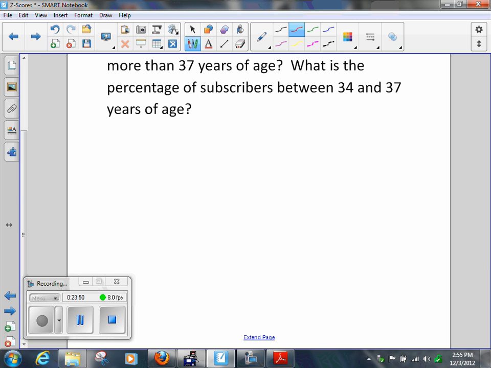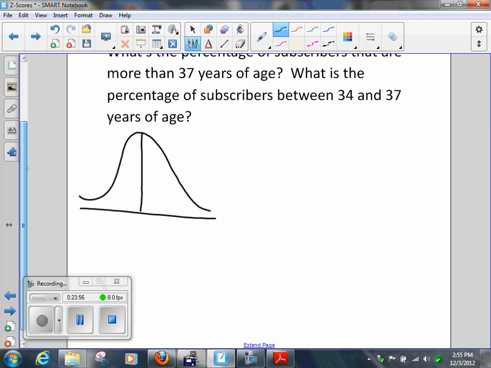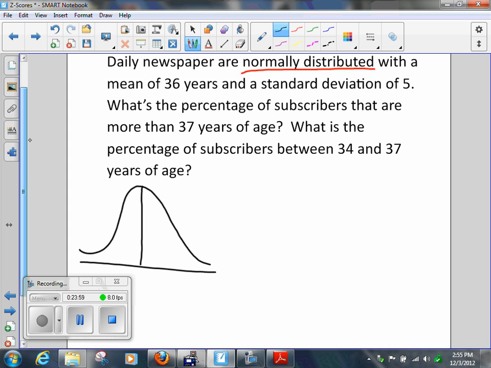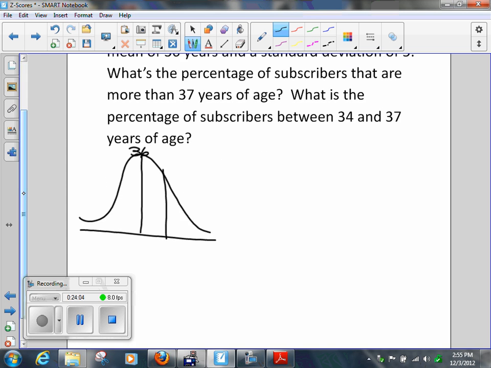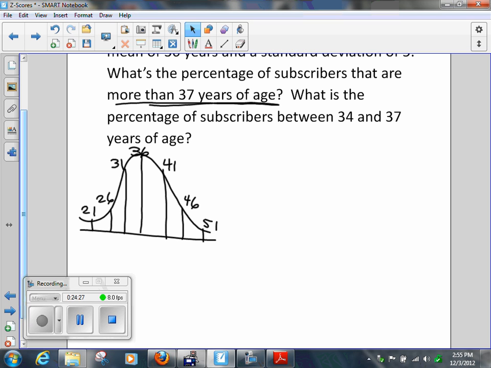Let's see if we can put this on our normal curve, okay? Our mean was 36, and it said it had a standard deviation of 5. So 36 plus 5 is 41, 46, 51. 36 minus 5 is 31, 26, 21. Right on? All right, let's look at it. 37 years of age. That's the first. What's the percentage of subscribers that are more than 37? Where does 37 fall? It falls right here.